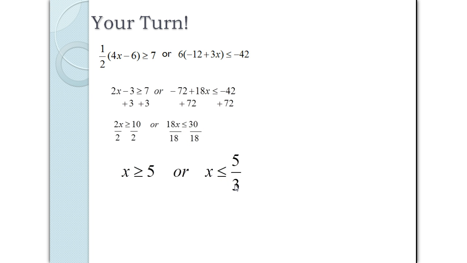Remember to graph your solution on a number line to represent the solution set. 5/3 is smaller than 5, so it should be on the left of 5. Your inequality signs both have an equal sign, so you should have a closed circle. X is greater than or equal to 5 should be shaded to the right. X less than or equal to 5/3 should be shaded to the left.